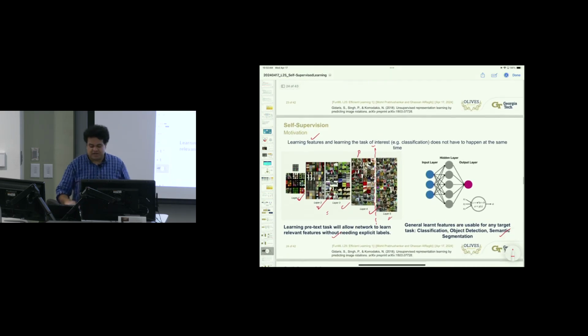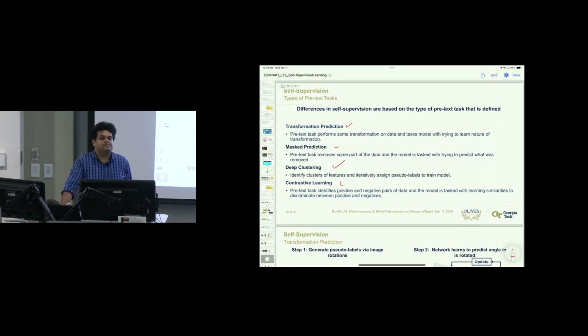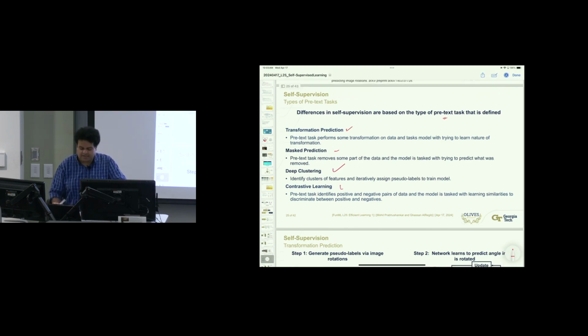In self-supervision, we are just trying to differentiate the idea of feature extraction and feature utility, which is combining them to give them a task. All right, so there are a large number of self-supervision algorithms. The best or the easiest way to differentiate them or to categorize them is thinking about different ways of what these pretext tasks are. Transformation prediction, mask prediction, deep clustering, and contrastive learning.